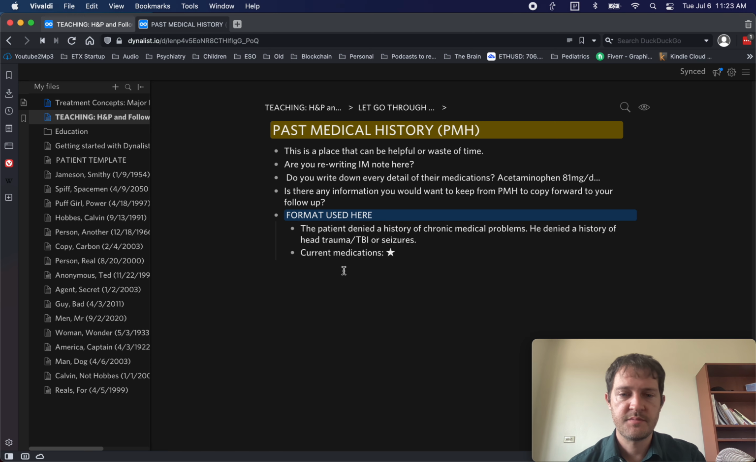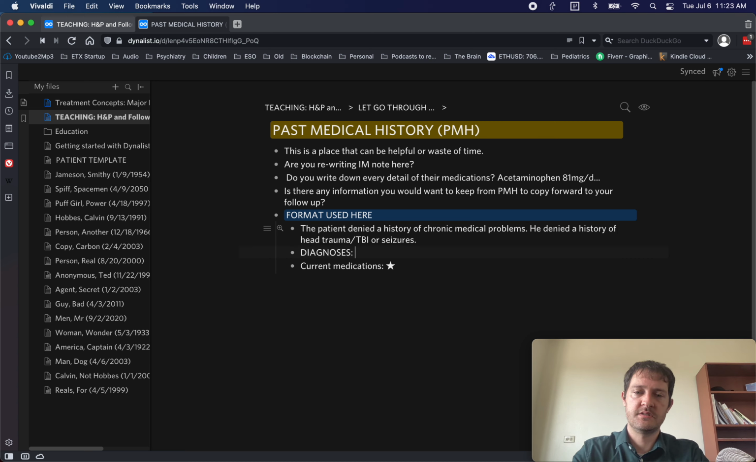It's pretty common to have something generic you can just cut and paste in real quick so that you have a rollout or a negative finding, like patient denied history of these things. Or if they do, then you can put diagnoses and then list them out. Hypertension, DM2, A1C is 9.8, etc. I mean, it's totally fine.